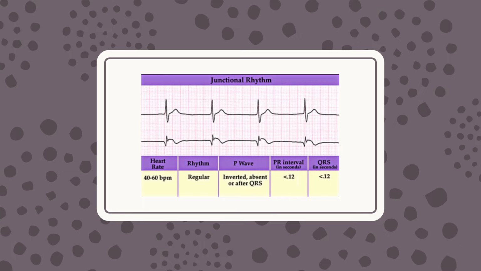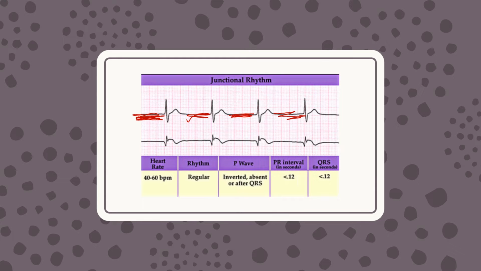If you look at this rhythm, the first thing I notice about it is there are no P waves. You've got totally an isoelectric line going along here, and there's no P wave whatsoever before any of these QRSs.